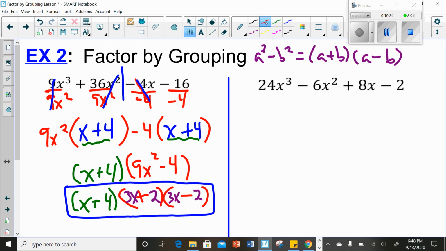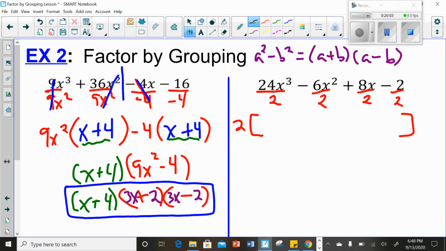Okay, so hopefully you determined that the smallest number out of these is 2. And 2 divides into 24, 6, 8, and 2. They do not all have an x in common. So there's no x for the GCF. But we are going to factor out the 2, and remember, it doesn't disappear. It comes all the way out in front, and I'm going to use brackets. And then we're going to divide.